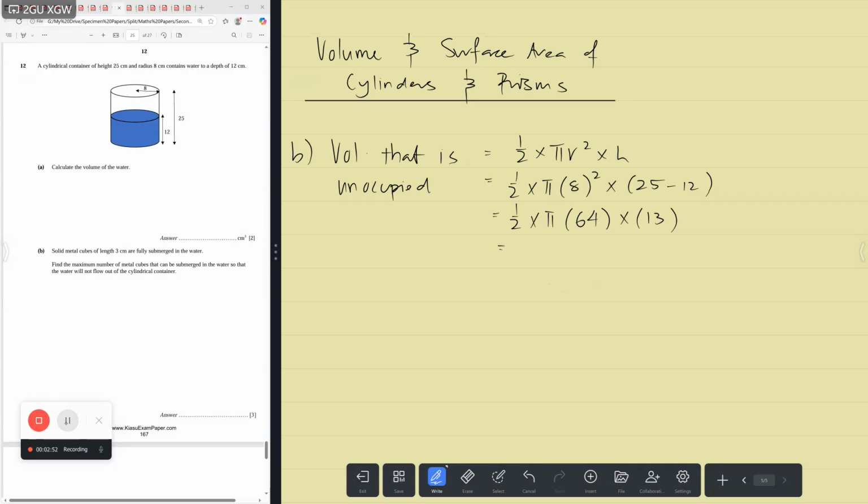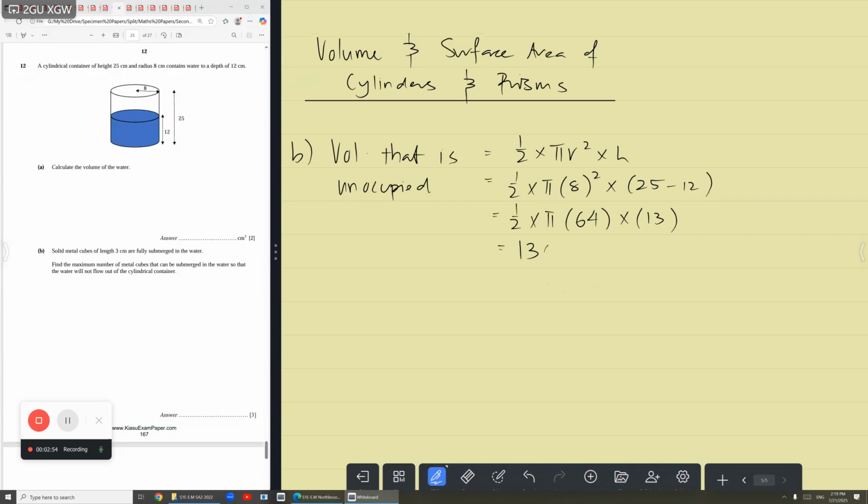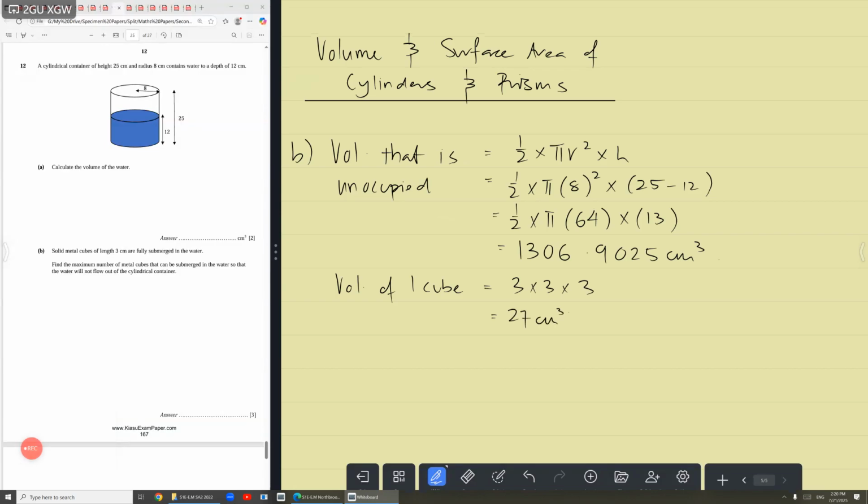So using our calculator, what we will get is 1306.9025. Okay, so this is the volume that is unoccupied. So to find the maximum number of metal cubes that can be submerged, we need to find the volume of 1 cube first. Okay, so volume of 1 cube. Volume of cube is just length times breadth times height. So it's 3 times 3 times 3 equals 27 cubic centimeters.